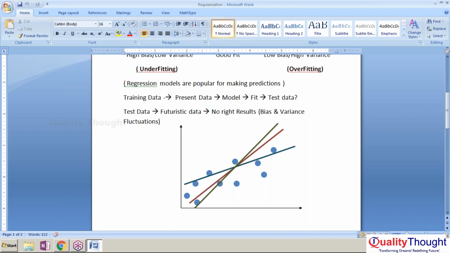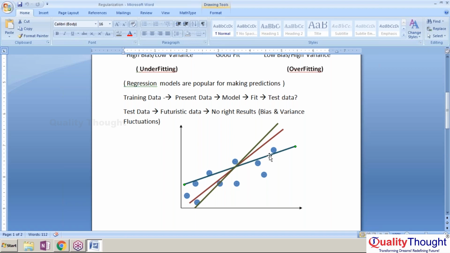For example, if you take a look at this part, the green line is a regular regression line that I have drawn, whereas with a little bit of slope I have tilted it, which you can see as the blue line. Here I have given a certain slope, hence the variance has changed and the bias has been reduced.